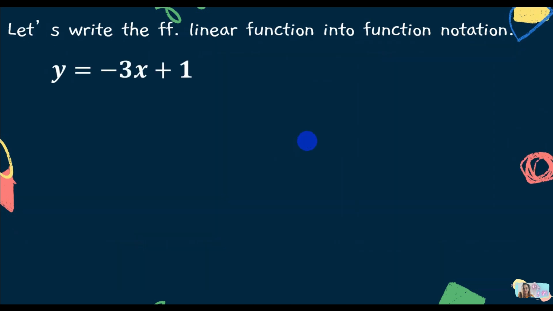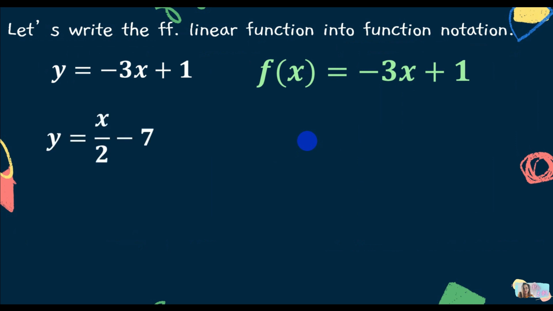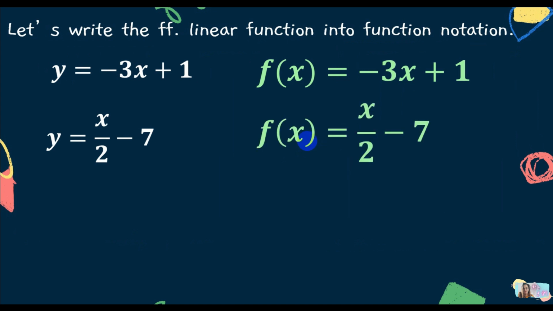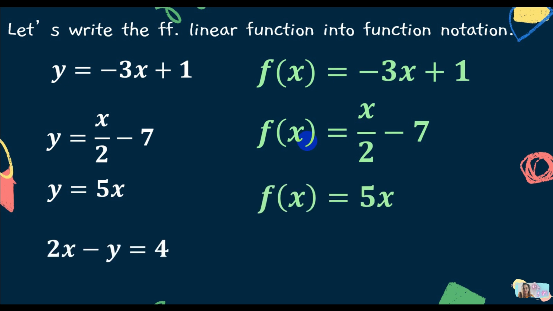So, first, we have here y is equals to negative 3x plus 1. So, again, papalitan natin yung y ng f of x and then equals to mx plus b or negative 3x plus 1. That's how we are going to write this into function notation. Another, y is equals to x over 2 minus 7. So, we can write it as f of x is equals to x over 2 minus 7 or 1 half x minus 7. Another, y is equals to 5x. Ito po ay naka-slope intercept form pero wala siyang b kasi 0 yung b natin. So, plus 0 yon. But still, we can write it as function notation as f of x is equals to 5x.